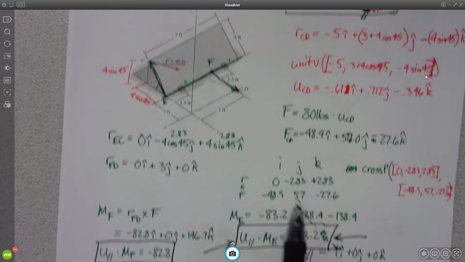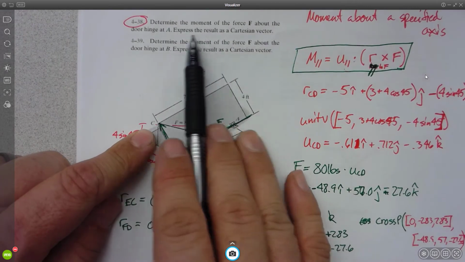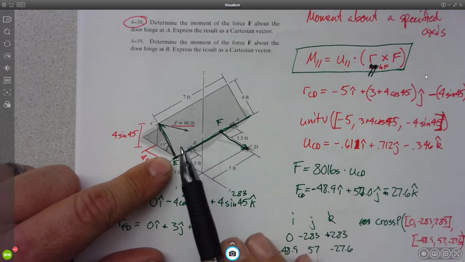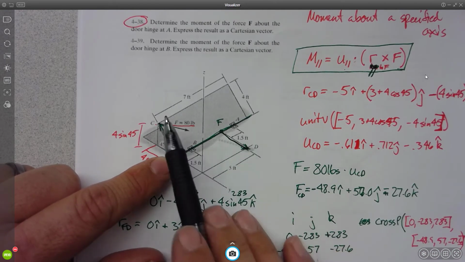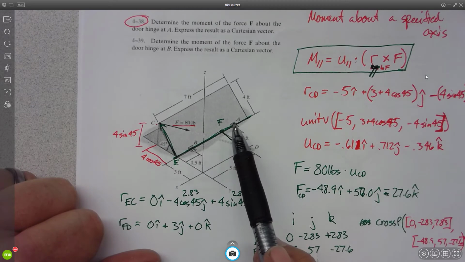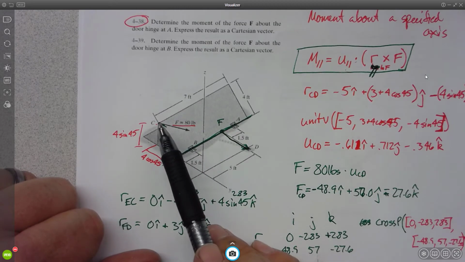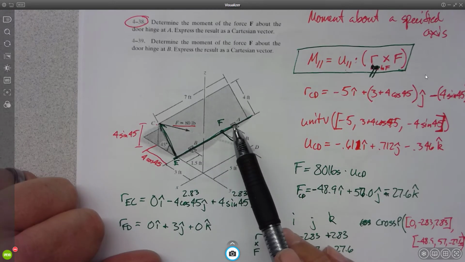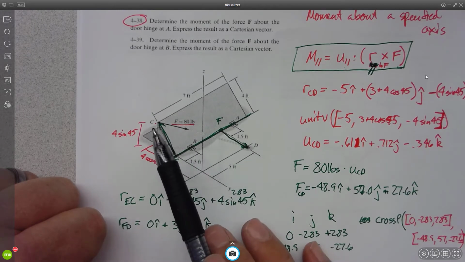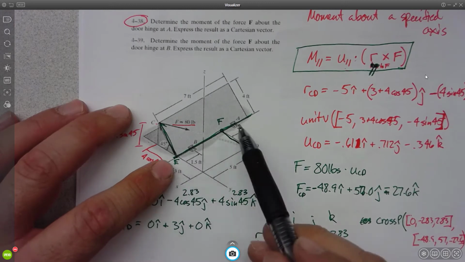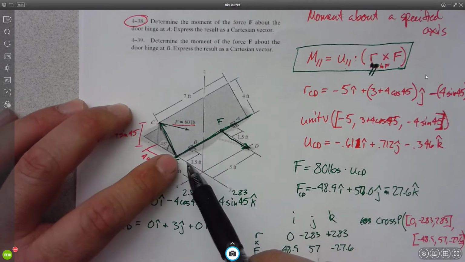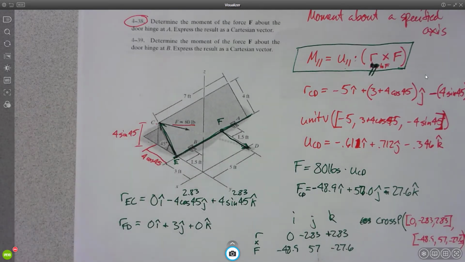Why I did it this way is I wanted to show you that when you're looking for the moment about a specified axis, the R value that we use is any point on that axis to the line of action of the force. Any point at all. So we could have used a vector that went from A up to C and gotten the same answer. We could have used a vector that went from A to D or E to D, right? B to D, B to C. Any of those would be fine choices. Those would all give you different moments about those points, but if what you're ultimately after is the moment about a specified axis, it doesn't matter what point on the axis you choose, it's going to give you the moment.